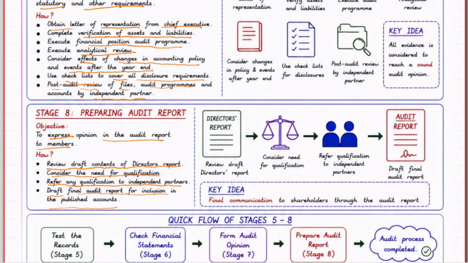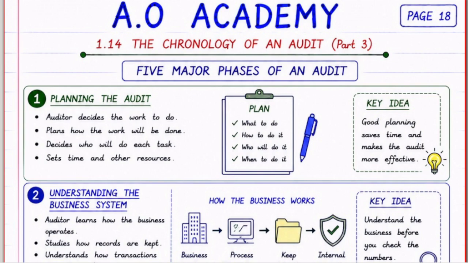Okay, so review drafts. What is the key idea in stage 8? Final communication to shareholders through audit report. That's just what it means. You have formed audit opinion in stage 7. You have to report it. Okay, and that's what is being done in stage 8. Report to shareholders. Okay, and with that, audit process is completed.